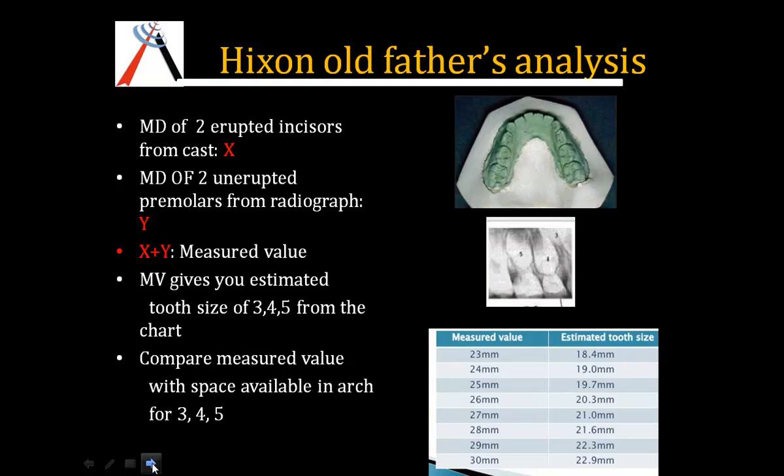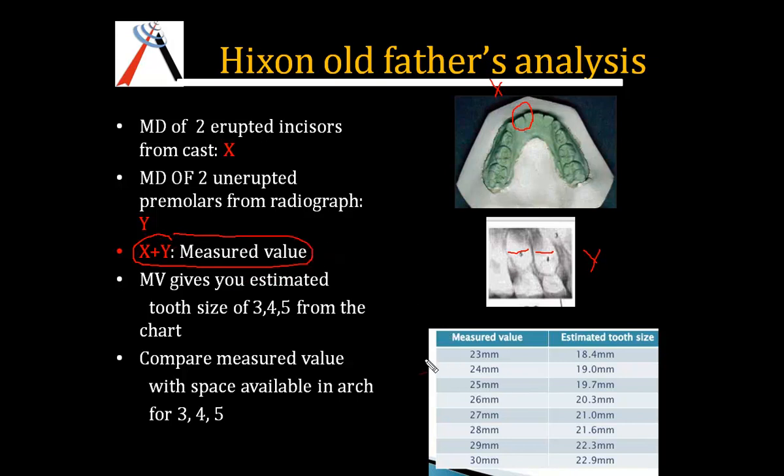Higson-Ohlfather analysis. Here we measure the mesiodistal width of 2 erupted incisors from the cast. We then measure the mesiodistal width of the unerupted premolars from the radiograph of the same side. We then add up both values to get a measured value of that segment.